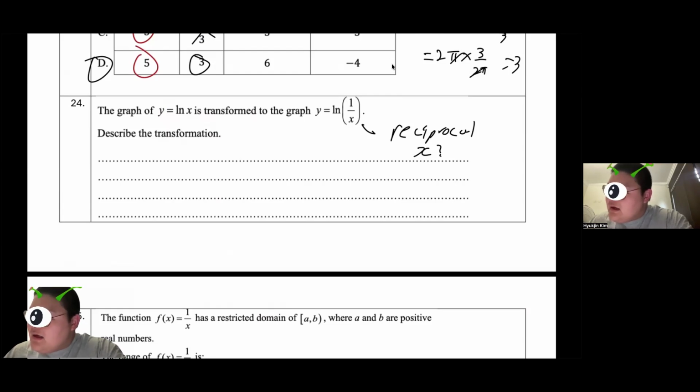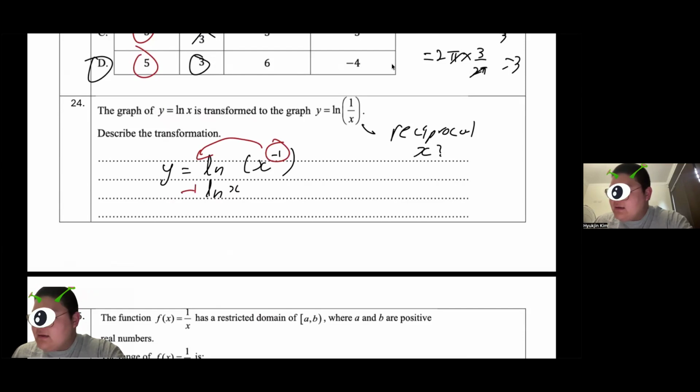What is easy is we can just try to apply whatever log rule we know. 1 over x can be represented as x to the power of negative 1. What we do know about the log and their powers is that we can bring them out as a coefficient. So now we have negative 1 times ln x. Wait a minute, what do we realize? This is just negative times ln x. What does that mean?